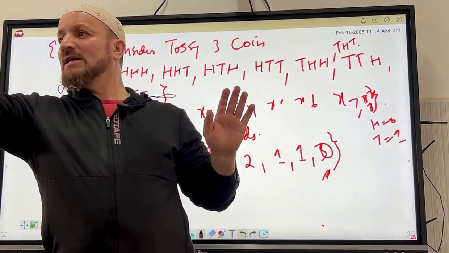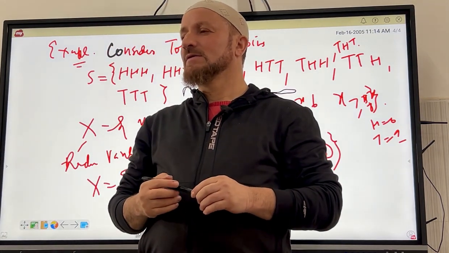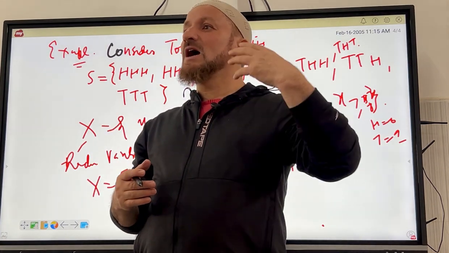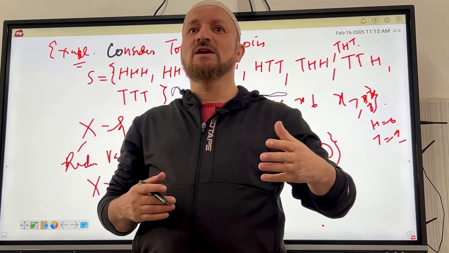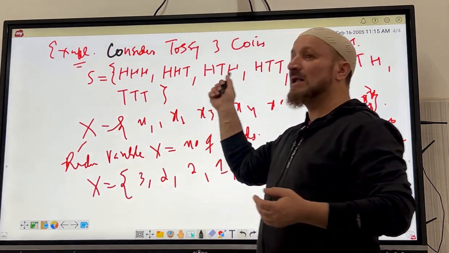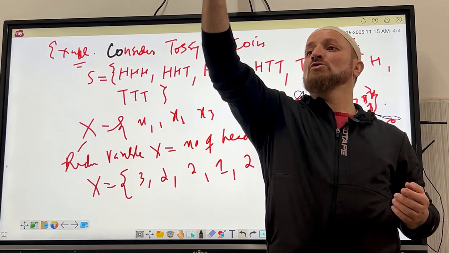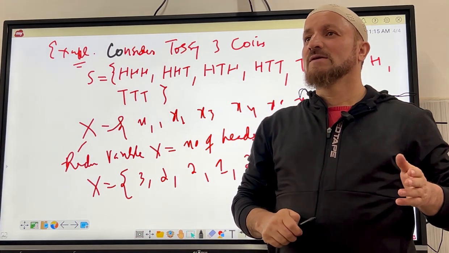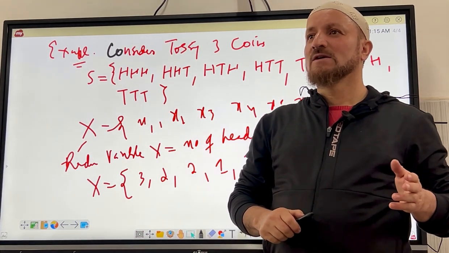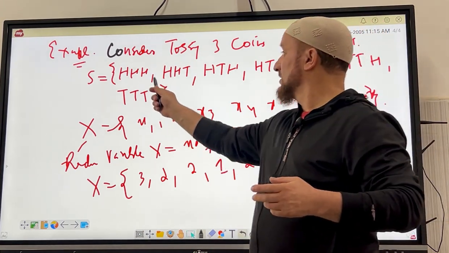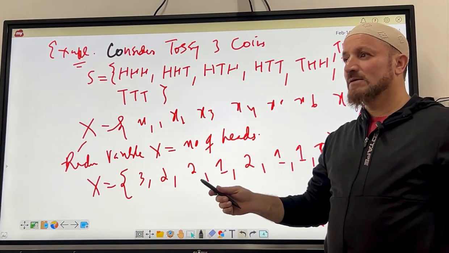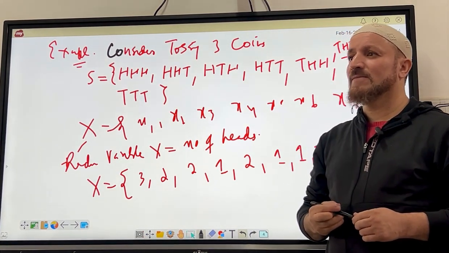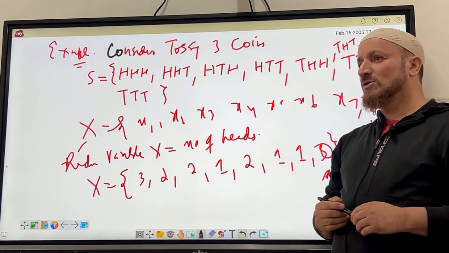What is the definition of random variable? To each and every point assign some real value. It's a mathematical function which assigns a real value to each and every point in a sample space. What is a random variable? It is a mathematical function which assigns to each and every point a real value. Good. Nice.